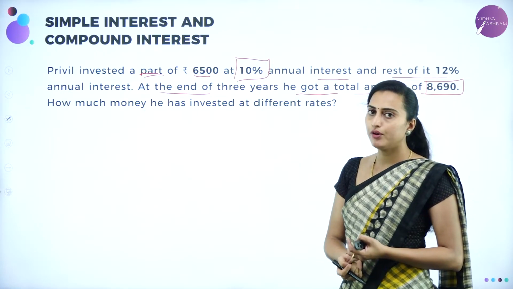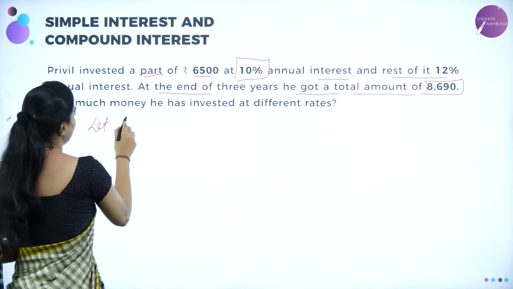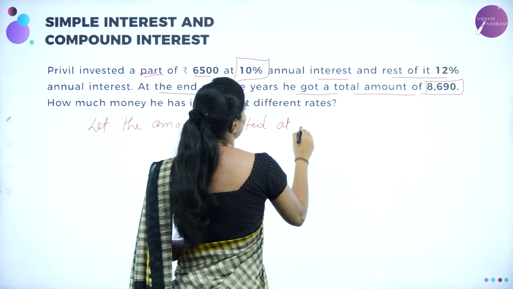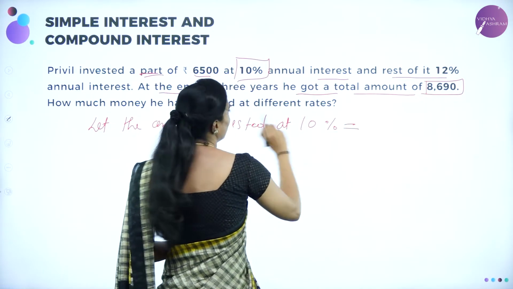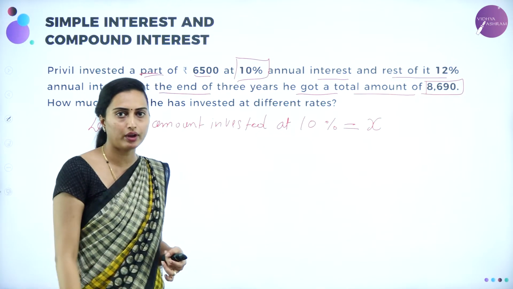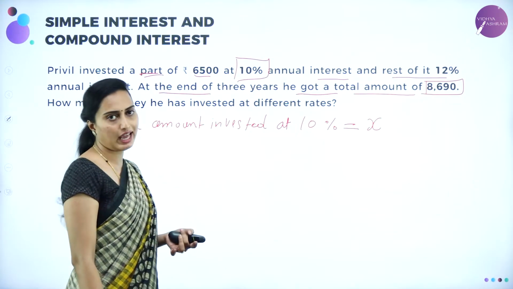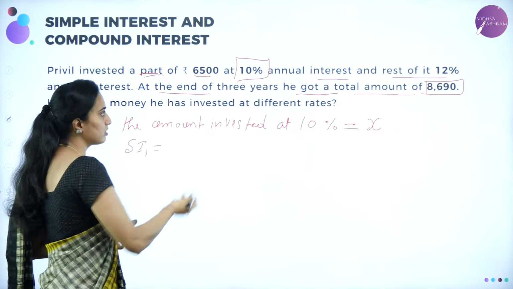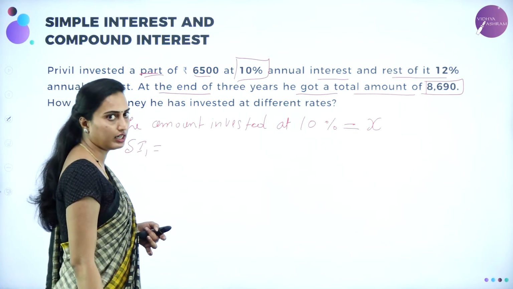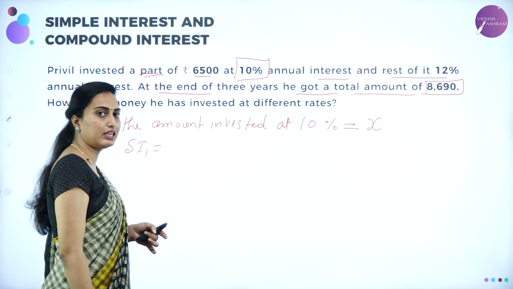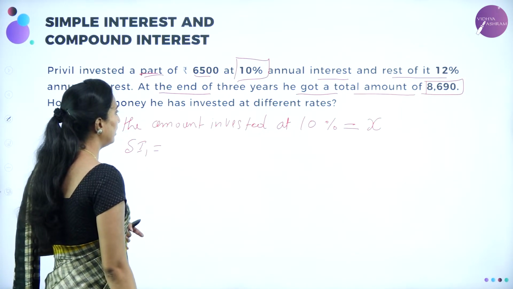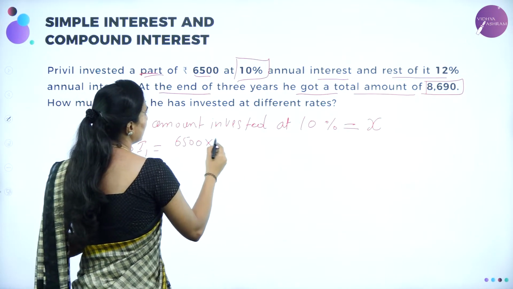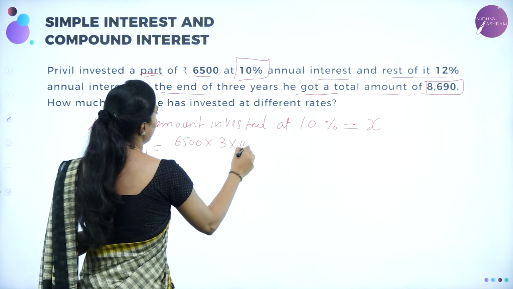So here I am going to take it as, let the amount invested at 10% be X. I am going to consider that one. Therefore, for 3 years, if we calculate simple interest, because he has invested 8,690, that I have calculated. Now I am calculating simple interest 1. So PTR divided by 100, that means 6,500 into T, which is 3 years, into R, 10%.